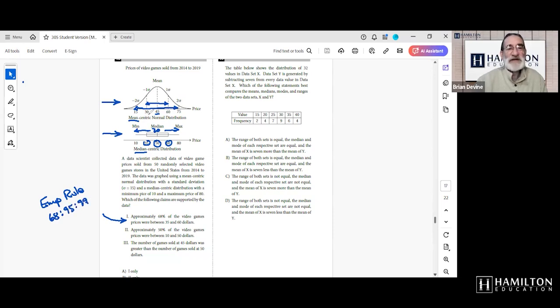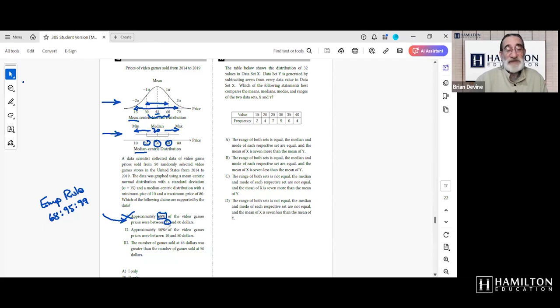Well, the problem here is that this would be between 30 and 60, and this says between 35 and 60. So that wouldn't be the full 68%. So one isn't true. We can't make that claim. If it said 30 and 60, we could make that claim.